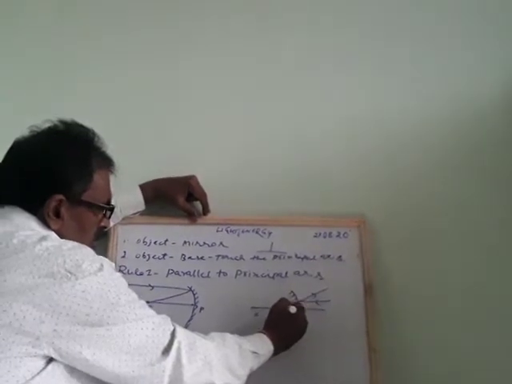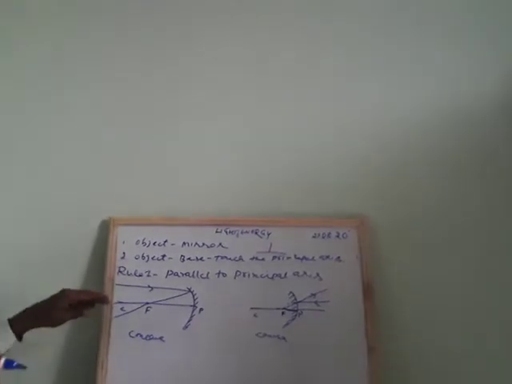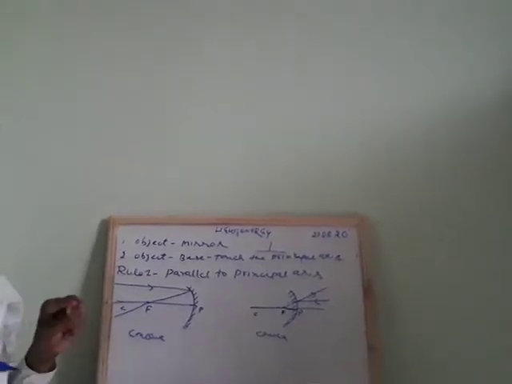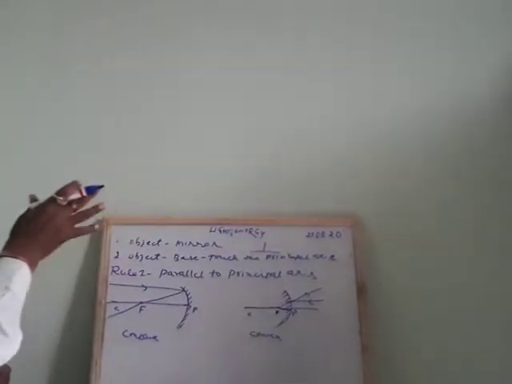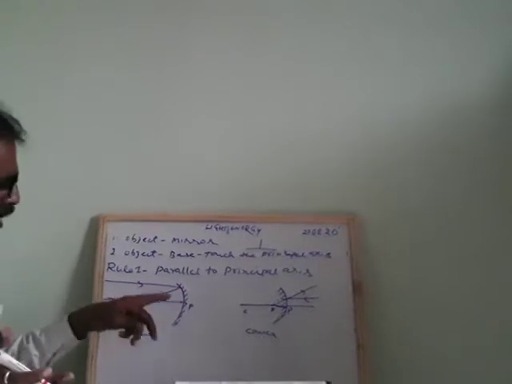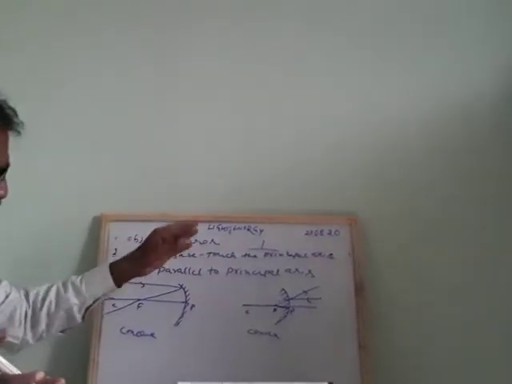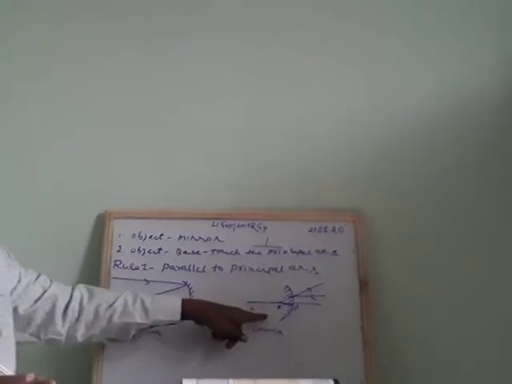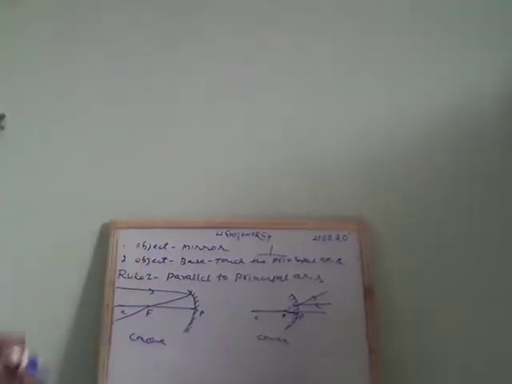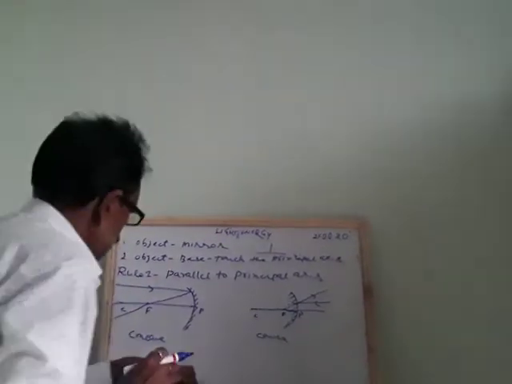So this is how, when a ray is parallel to the principal axis, in the case of concave mirror, the ray moves through the focus, and in the case of convex mirror, the ray reflects back, but when you extend the line, it seems to meet at F. Okay. Then again there is one more. What happens when the ray passes through center of curvature?